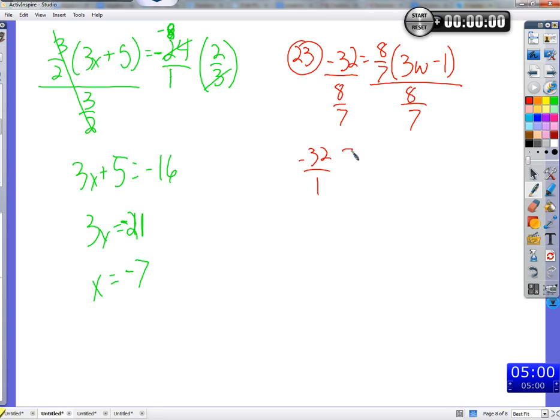32 over 1 times 7/8. On this side, we just wind up with 3w minus 1. 32, this is a negative 4. And a negative 4 times a 7 is negative 28. W minus 1, add 1 on both sides, negative 27 equals 3w, divided by 3 on both sides, negative 9 equals w.